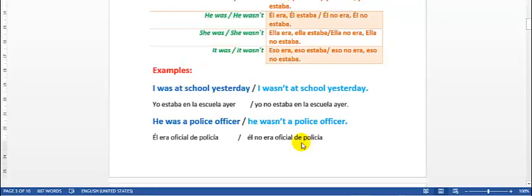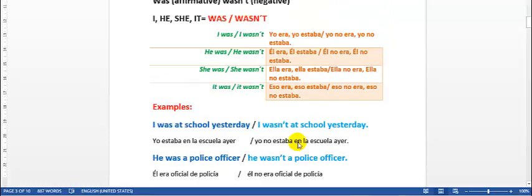So, a piece of advice for you. Un consejo importante para ustedes. It's necessary to learn the meaning of this structure in the simple past tense. Es importante que ustedes aprendan esta tabla con sus significados. Because if you want to make affirmative statements or negative statements in this structure, it's really important for you to get in contact with this part of the grammar. Si ustedes quieren hacer oraciones correctas, afirmativas y negativas, en pasado simple, es importante que aprendan el significado de esta estructura. Por ejemplo, I was, yo era, yo estaba. I wasn't, yo no era, yo no estaba.